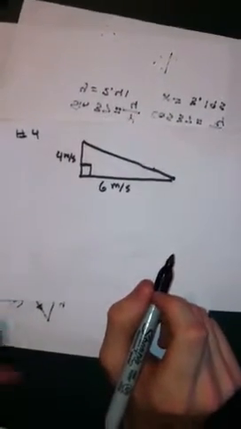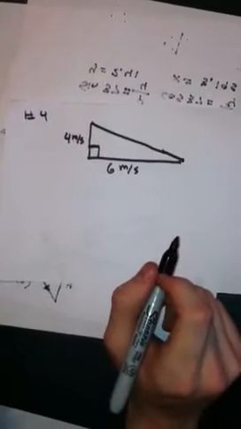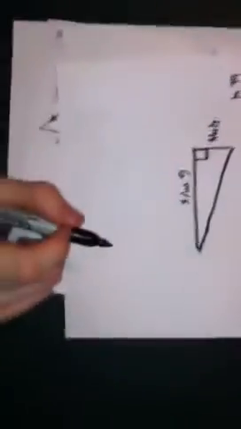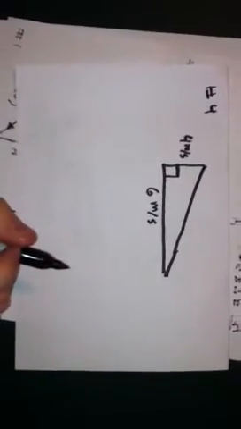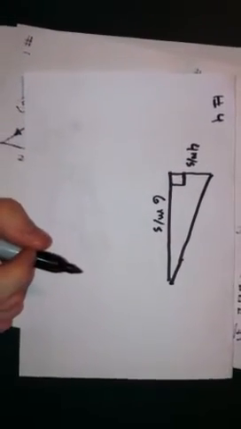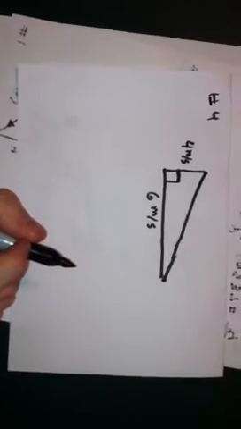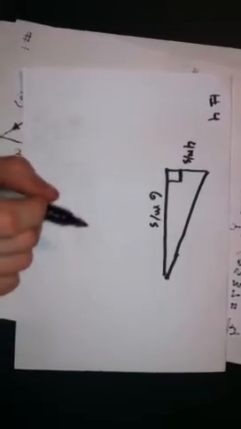Okay, this is number 4, and it says a ball is launched with a horizontal velocity of 6 meters per second and a vertical velocity of 4 meters per second. What is the launch velocity, and at what angle above the ground is the ball launched? So this has a couple of things.